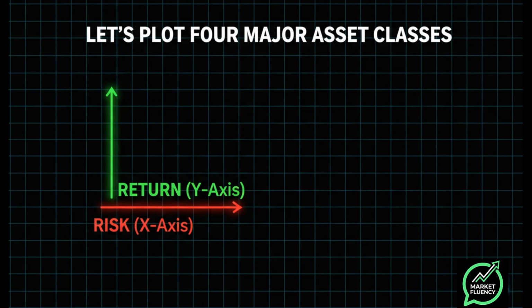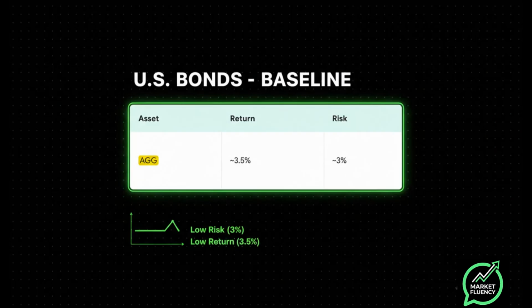First up, let's plot U.S. bonds. And no surprise here, it lands right in the bottom left quadrant. Super low risk, around 3%, but also a pretty low return of about 3.5%. This is our baseline. It's boring, but it's safe.